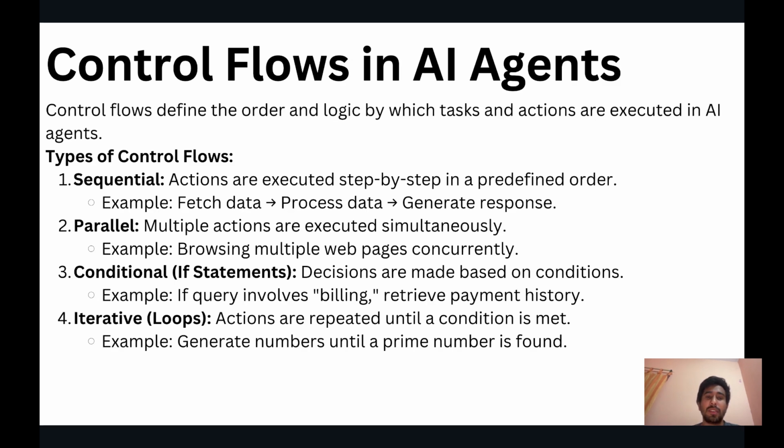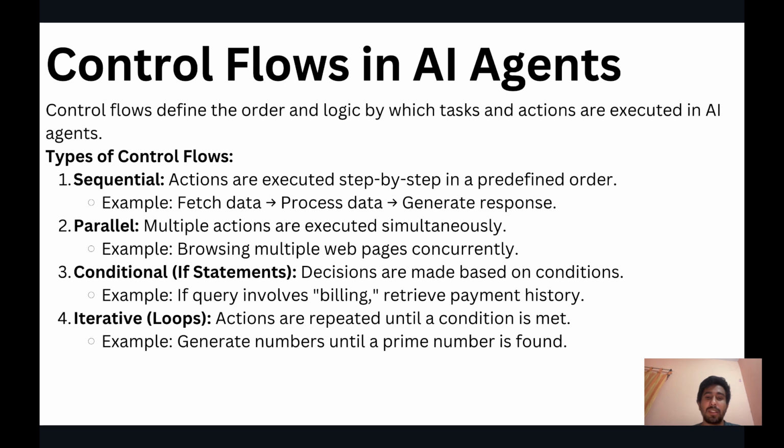And control flows in AI agents. Control flows are the order and the logic by which tasks and actions are executed in AI agents. The control flows can be sequential, so one by one, each agent will perform their task. For example, first it will fetch the data, process the data and generate the response. In parallel, multiple actions can be executed simultaneously. For example, multiple web pages can be browsed by the agent simultaneously.